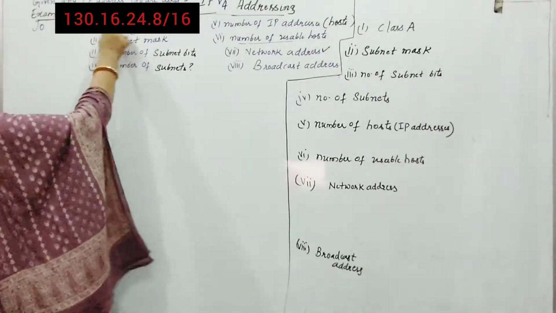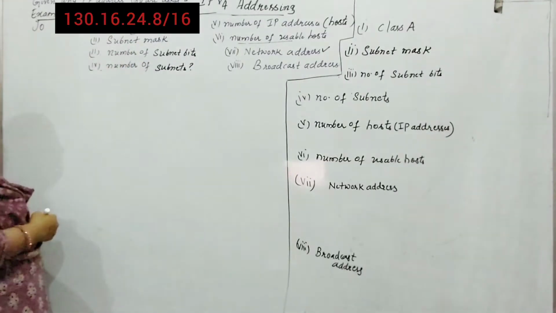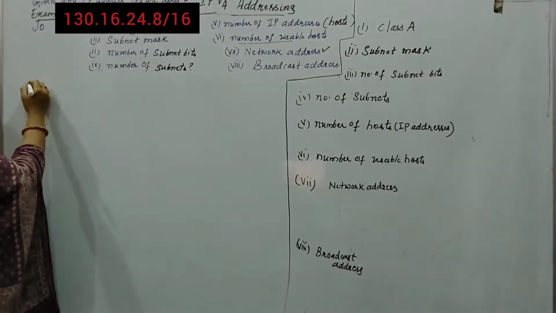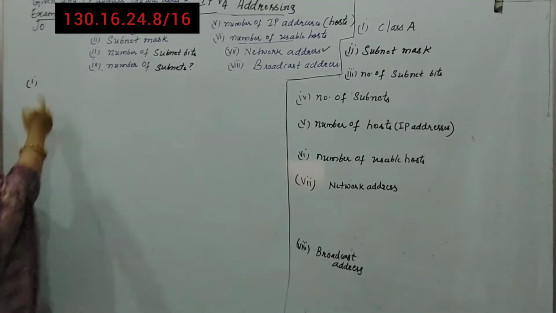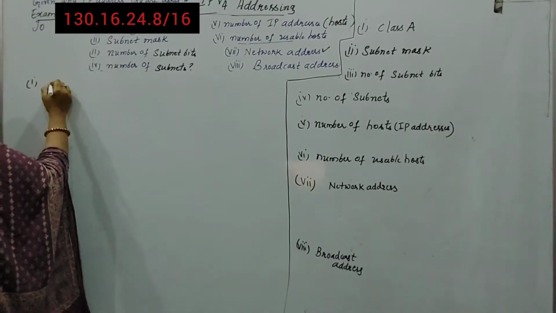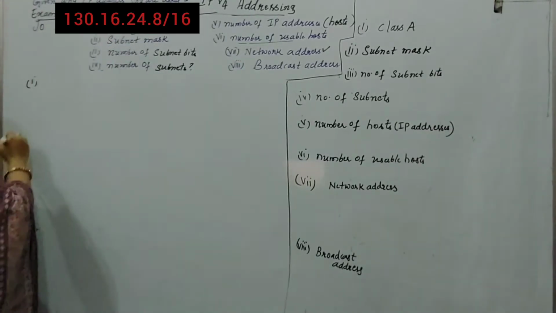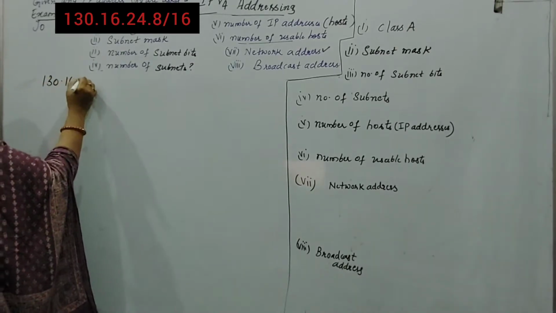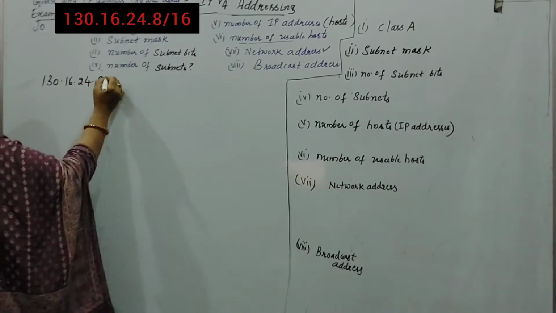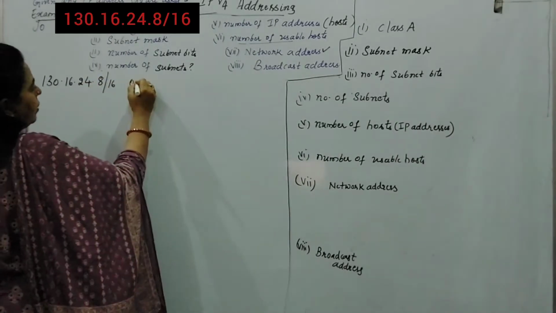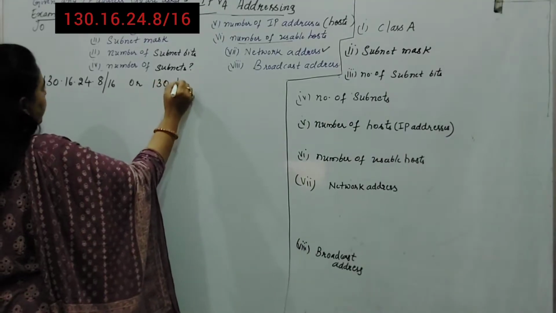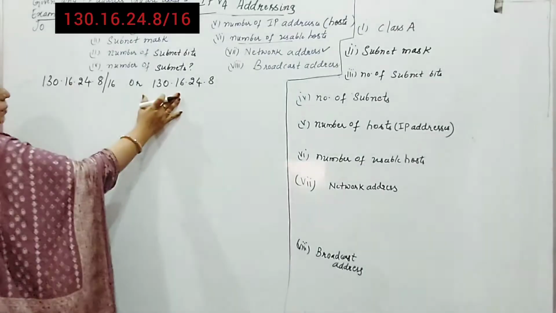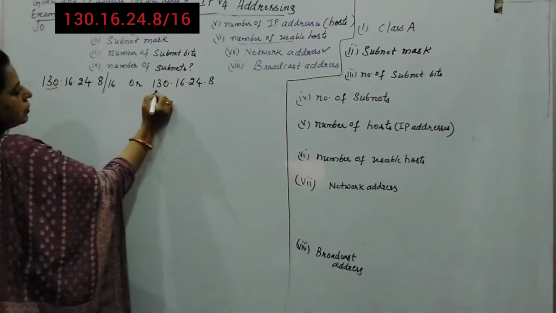This time I have taken an example of 130.16.24.8/16. So the first thing is you need to find out which class this particular IP address belongs to. For that, you have to check the first byte number. The given address is 130.16.24.8/16, or even if they don't give the slash value, 130.16.24.8, even if it is given in this manner, no problem, because you are going to check only this first byte here.